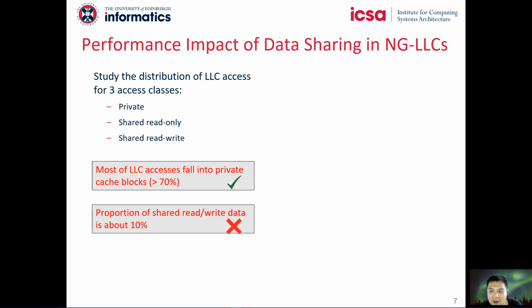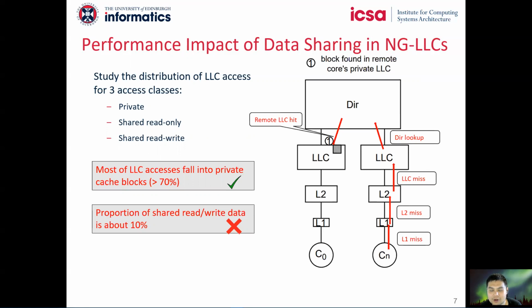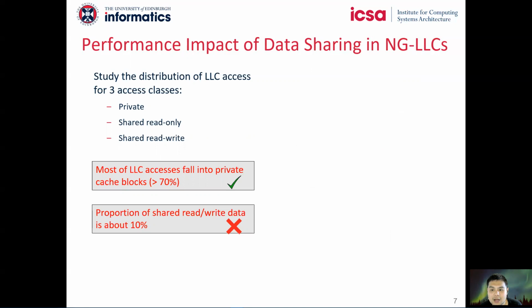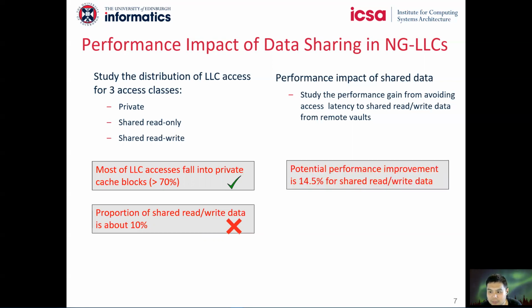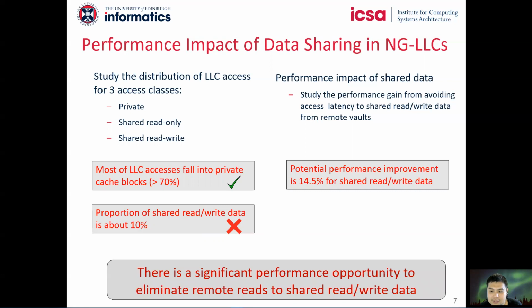And please remember how slow it is to get the read-write data in NG-LLCs. There are multiple DRAM accesses and NoC traverses. So we then study the performance impact of shared read-write data. We study the performance gain from avoiding access latency to shared read-write data from the remote node. And the potential performance improvement is 14.5% for shared read-write data. So we can summarize here, there is a significant performance opportunity to eliminate remote reads to shared read-write data.